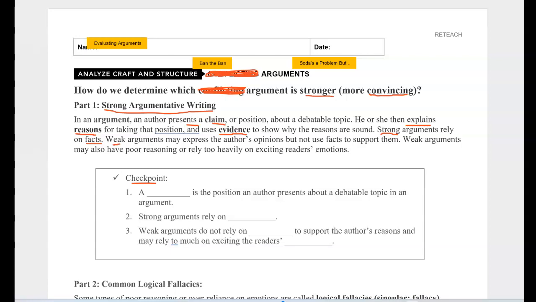Weak arguments may express the author's opinions, but not use facts to support them. So weak arguments do not use facts. Weak arguments may also have poor reasoning, so the explanation of their reasons doesn't make sense. It doesn't follow. Poor or weak arguments may also rely too heavily on exciting the emotion of the reader. Okay, stop now. Do your checkpoint to make sure that you read clearly and you know the most important parts of this section. I'm not giving you the answers.